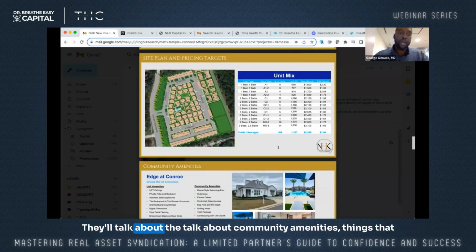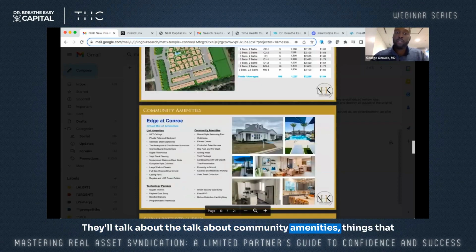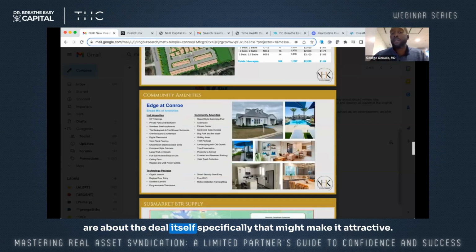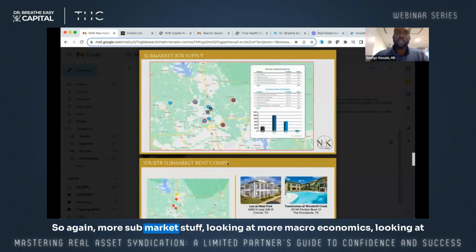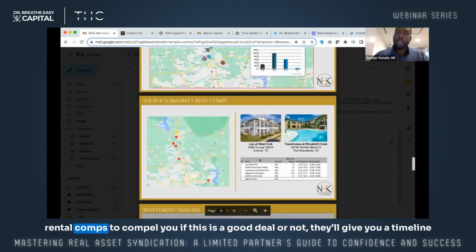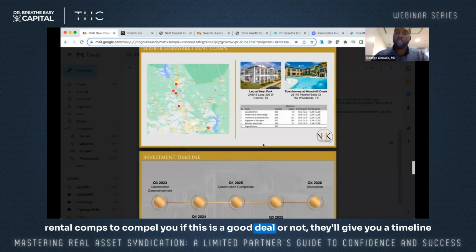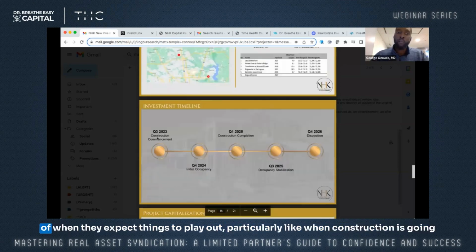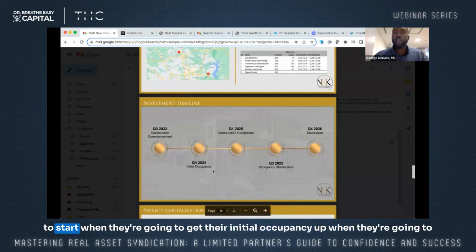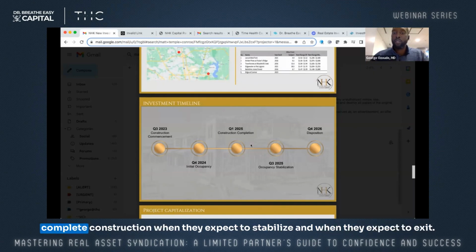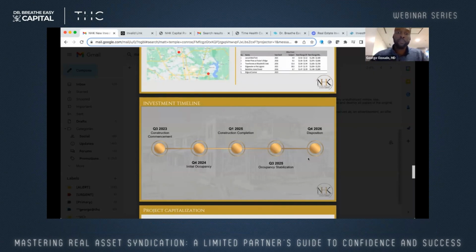Unit mix, they'll talk about community amenities, things that are about the deal itself specifically that might make it attractive. So again, more sub-market stuff, looking at more macroeconomics, looking at rental comps to compel you if this is a good deal or not. They'll give you a timeline of when they expect things to play out, particularly when construction's going to start, when they're going to get their initial occupancy up, when they're going to complete construction, when they expect to stabilize, and when they expect to exit.